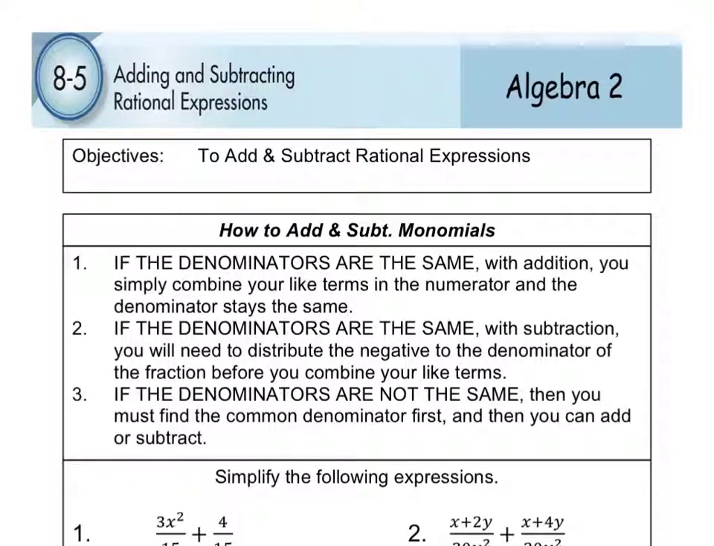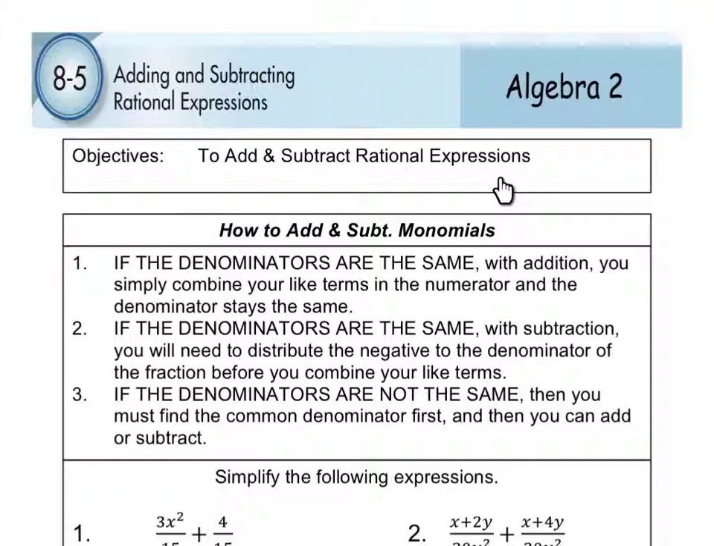This is section 8.5, adding and subtracting rational expressions. Now, in 8.4 we multiplied and divided. In 8.5 now we're going to add and subtract rational expressions. Now, this is really different compared to what we did with multiplication.